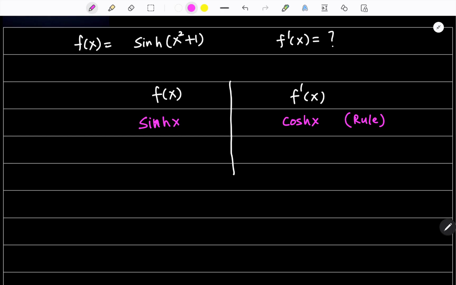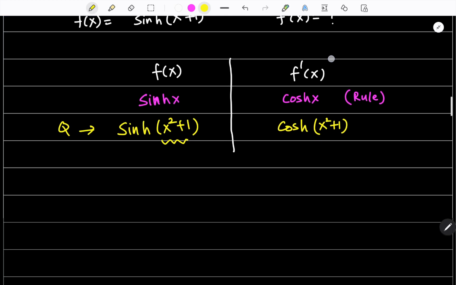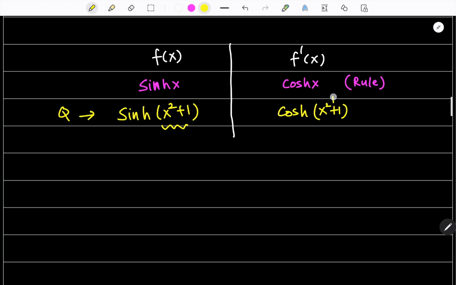Now, what is the question? The question is sine hyperbolic of x square plus 1. What is going to be your answer? Cosine hyperbolic, and in the place of x you have x square plus 1. After that, you take the derivative of x square plus 1, which is 2x plus 0.